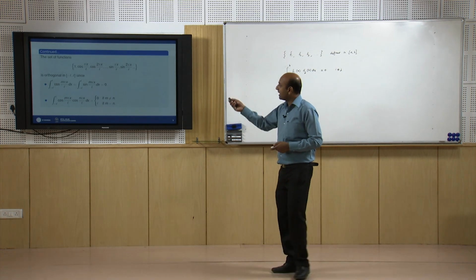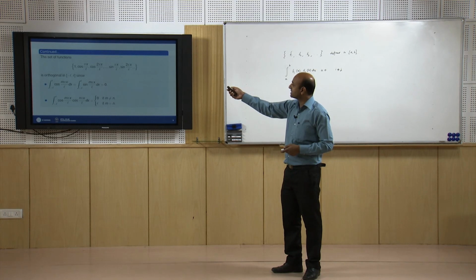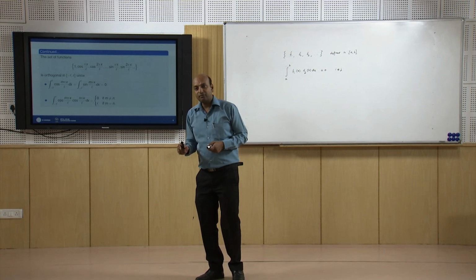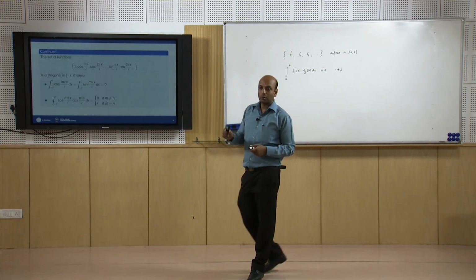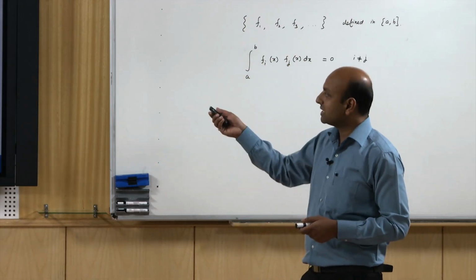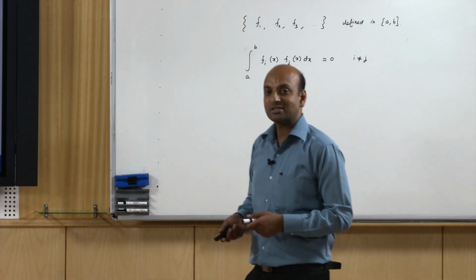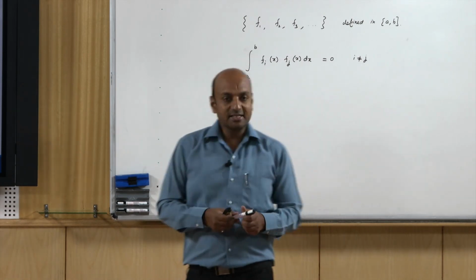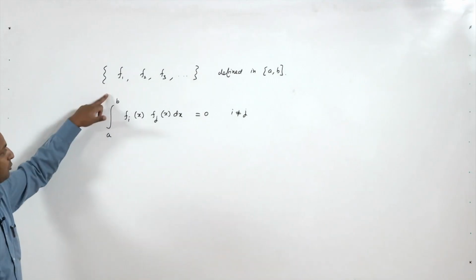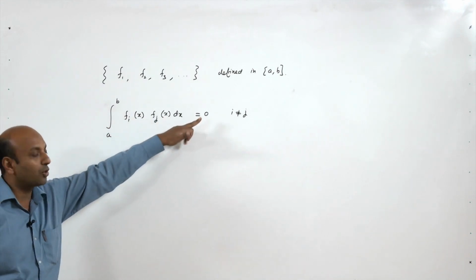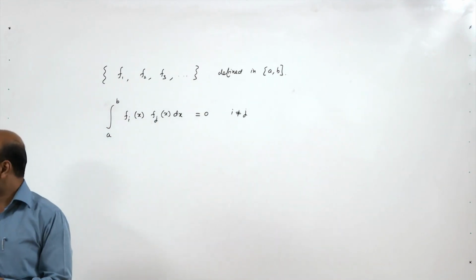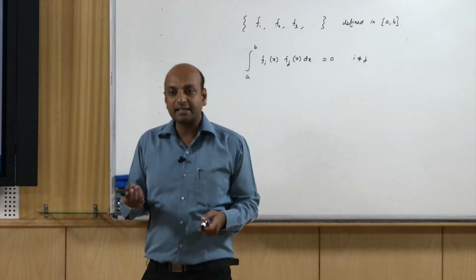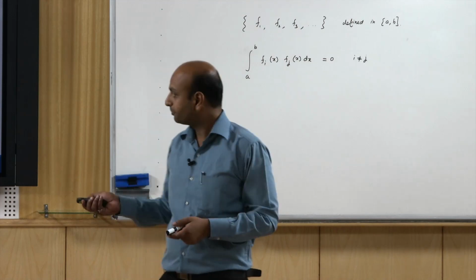So, if you take any two different functions in this set and integrate from minus L to L, it is always 0. So, we say that this set is an orthogonal set of functions, because it satisfies this condition: the integral from a to b of f_i(x) f_j(x) is 0 for all i not equal to j, and this set satisfies this property. Hence, we say that this set is an orthogonal set of functions.